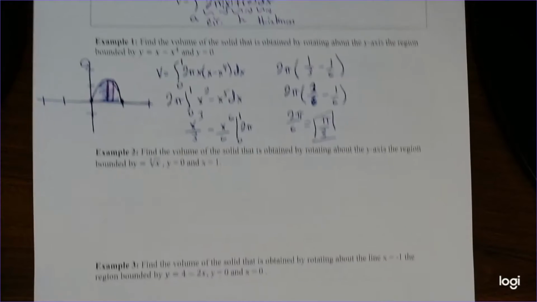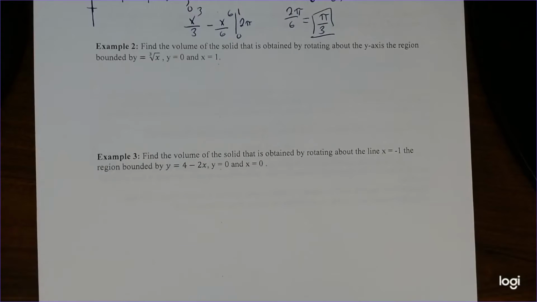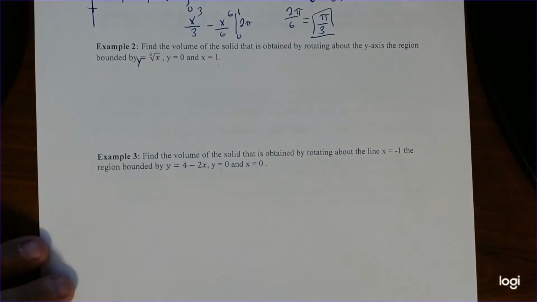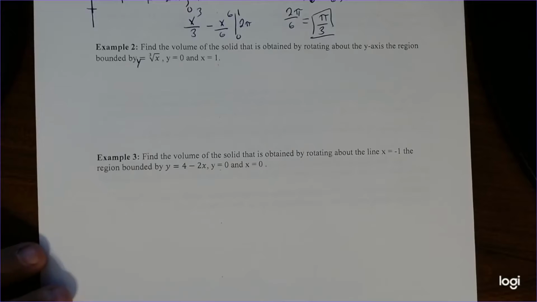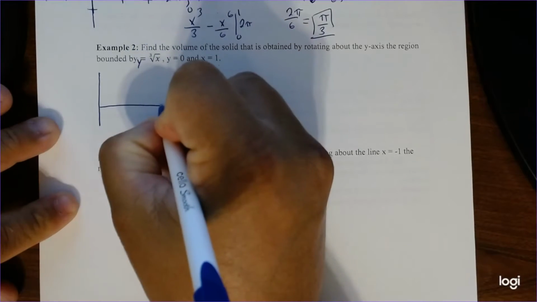Okay. So let's try another one. Example 2 says, find the volume of the solid obtained by rotating about the y-axis the region bounded by the curve y equals the cube root of x, y equals 0, and x equals 1. So a lot of stuff happening again. Let's see what's going on.